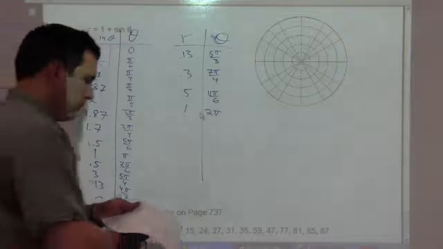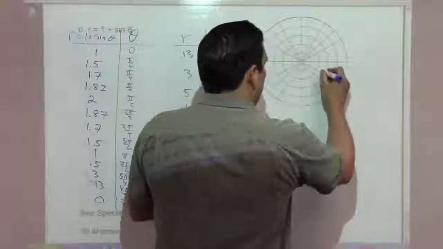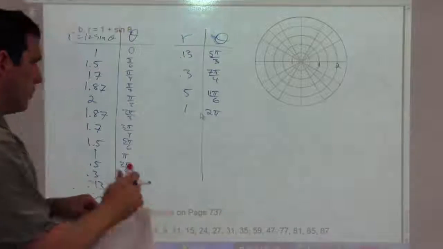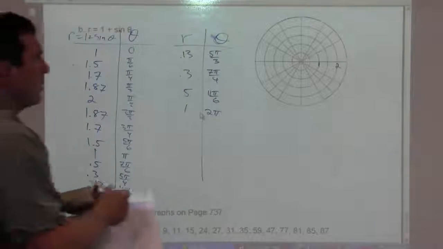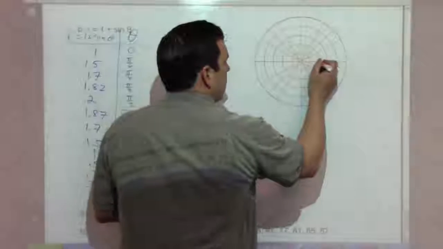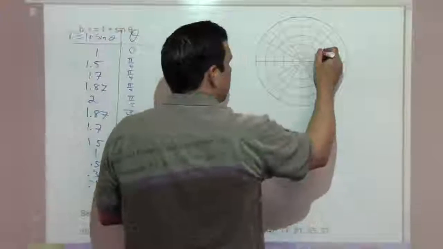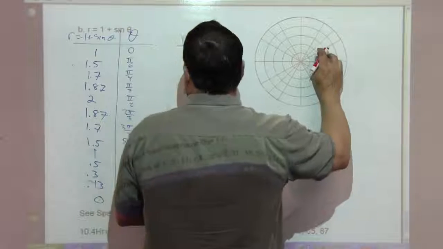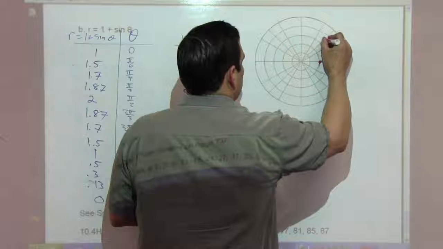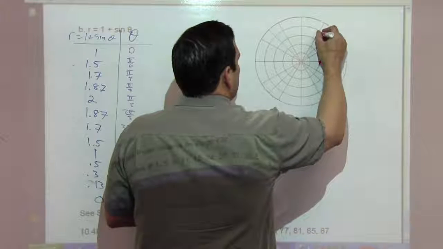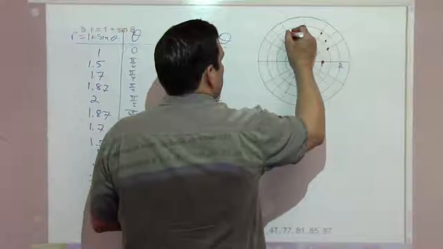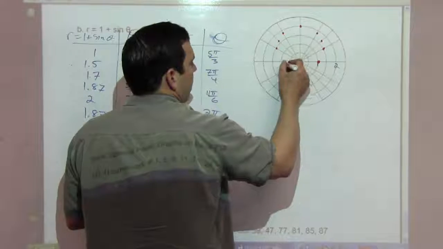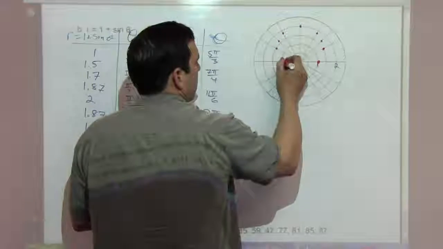Let's go ahead and graph this. We'll say this is 1 here and 2 there. So when theta is 0, we're at 1. When theta is at pi over 6, we're at 1.5. Right about there. When theta is pi over 4, we're at 1.7. Then we're at 1.87. And then we're at 2. So it's coming down, 1.87, 1.7, 1.5, and we're back down to 1 again.